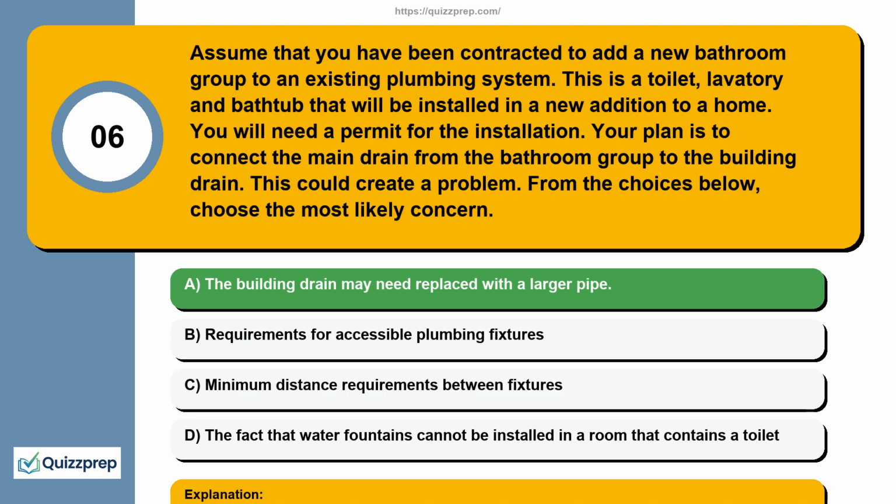Adding new plumbing fixtures can overload existing plumbing. You must compute the total fixture unit ratings and the demand that it will put on existing plumbing piping. It is possible that an existing pipe might have to be removed and replaced with a larger pipe.